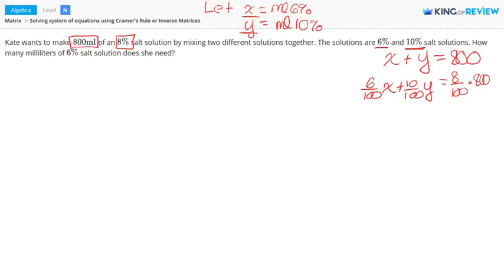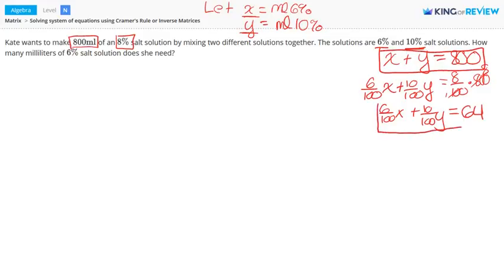Now let's simplify this equation. So we'll still keep 6 over 100 times x plus 10 over 100 times y, but we'll have this equal to, let's simplify this right side. 100 goes into 800 8 times. So we have 8 times 8, which is 64. So here's our second equation. We have two equations. x plus y equals 800, and 6 over 100 times x plus 10 over 100 times y equals 64. These are the two equations in our system.